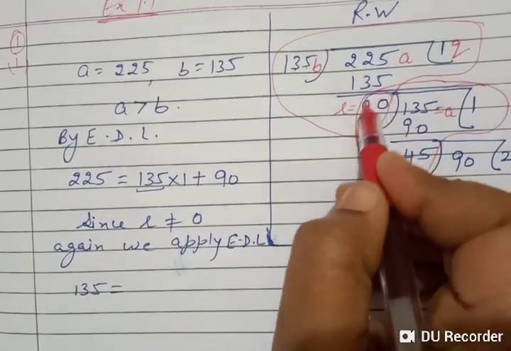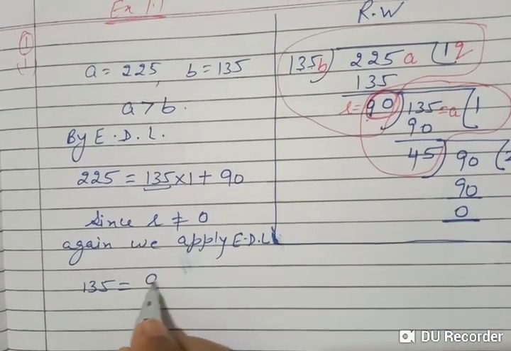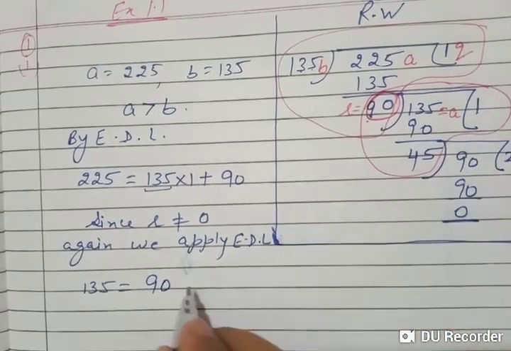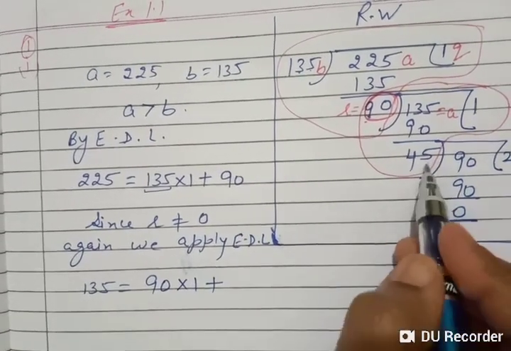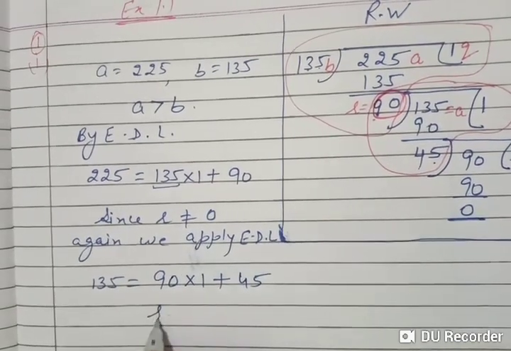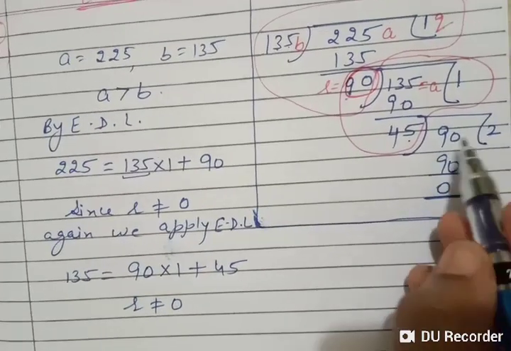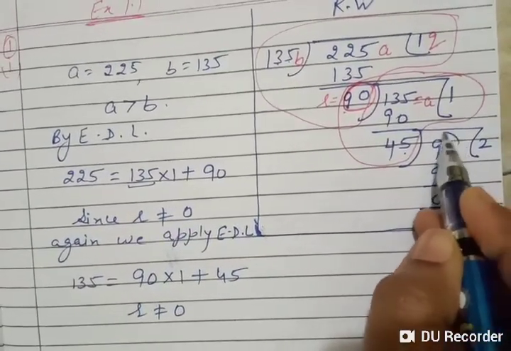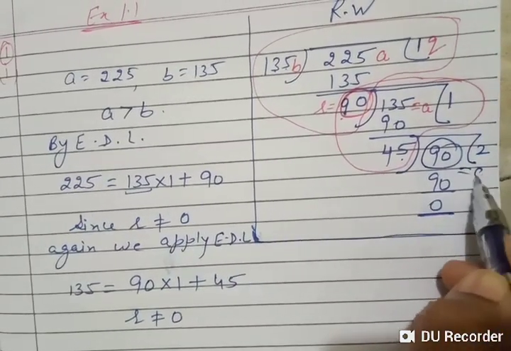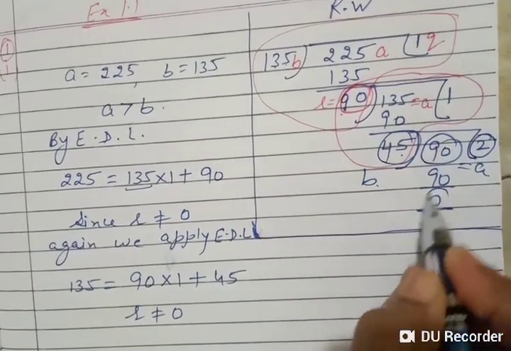This is B because we are dividing by 90. So 90 is B. Then this 1 is Q again, plus the remainder here is 45. So the remainder is again not equal to 0, so again we'll apply Euclid division lemma. In the next step, 90 is A, 45 is B, this is Q and this is R.